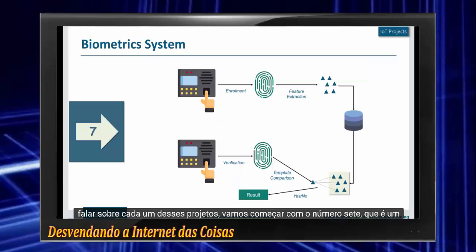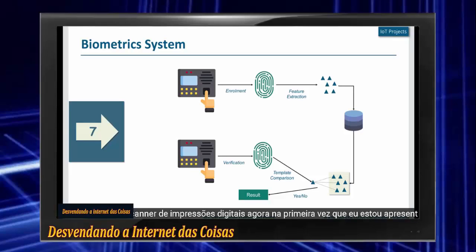Let's start with number 7, which is a biometric system. Now a biometric system is something that we always encounter on our daily basis as well, because we always either use a fingerprint sensor or we use an iris scanning. So it depends from organization to organization. But how does this actually work? The system there, let's take in case of this example, has a fingerprint scanner.